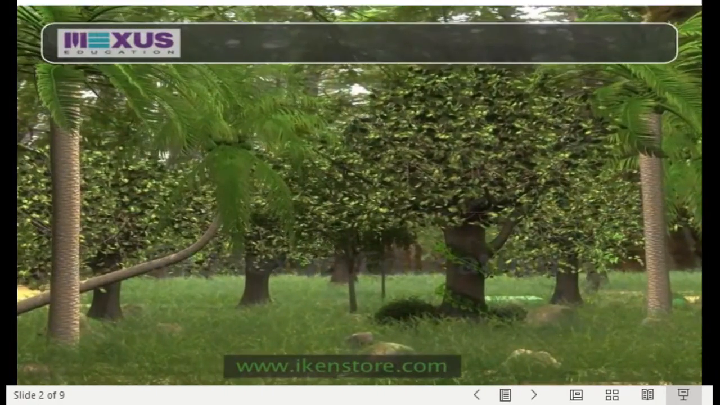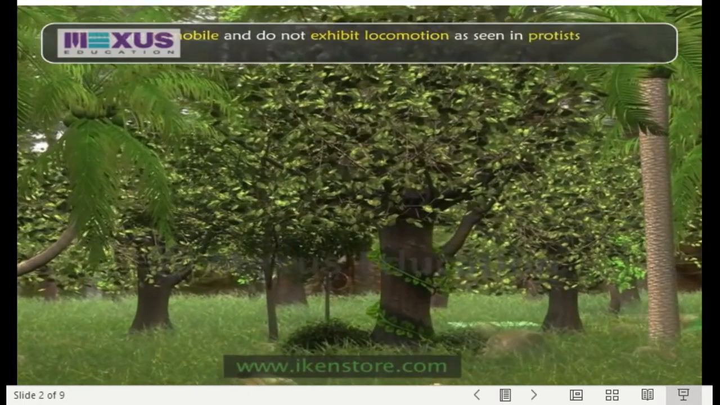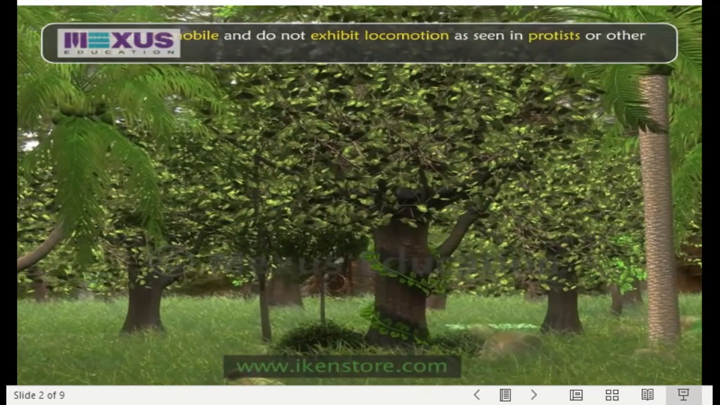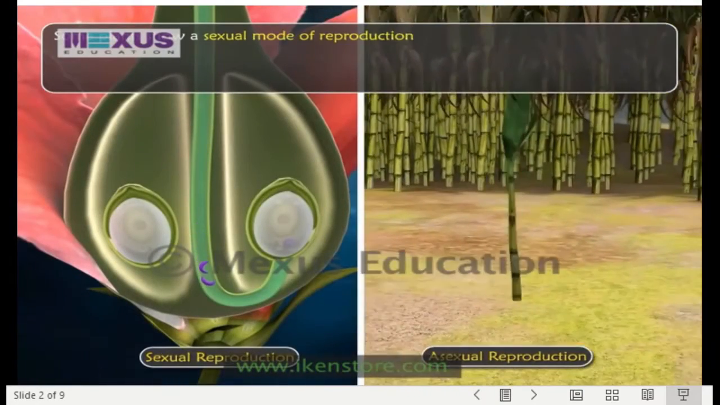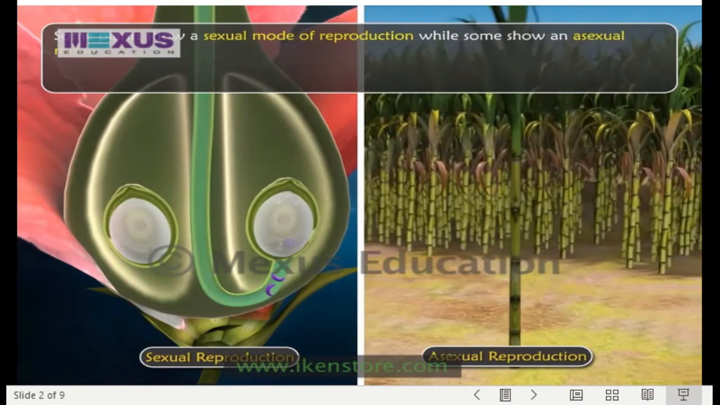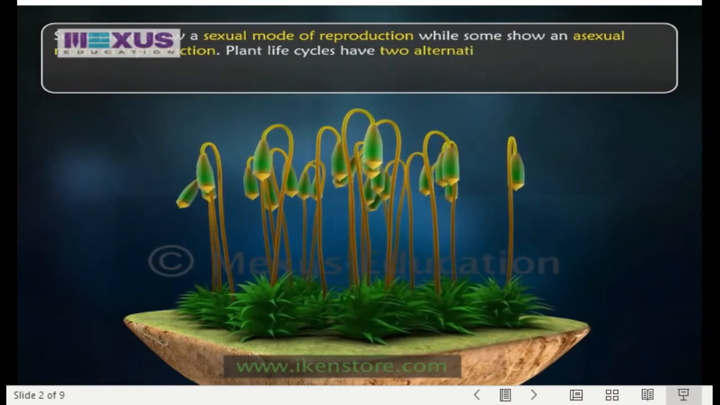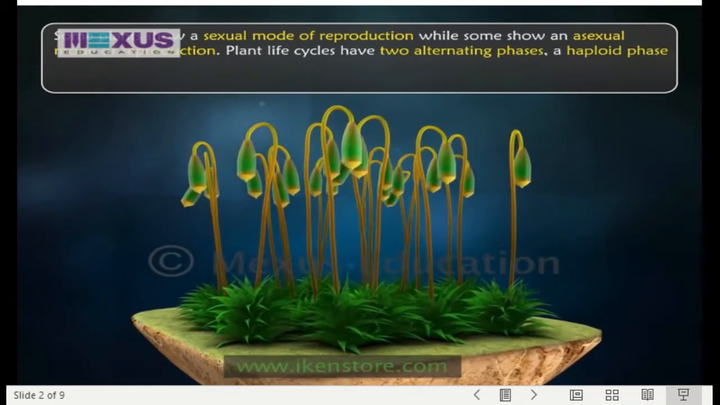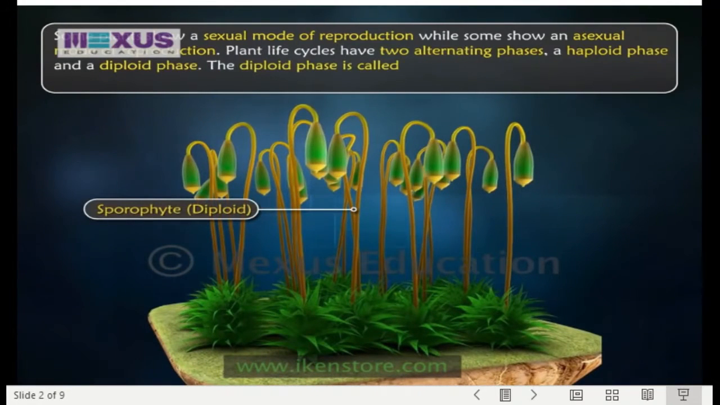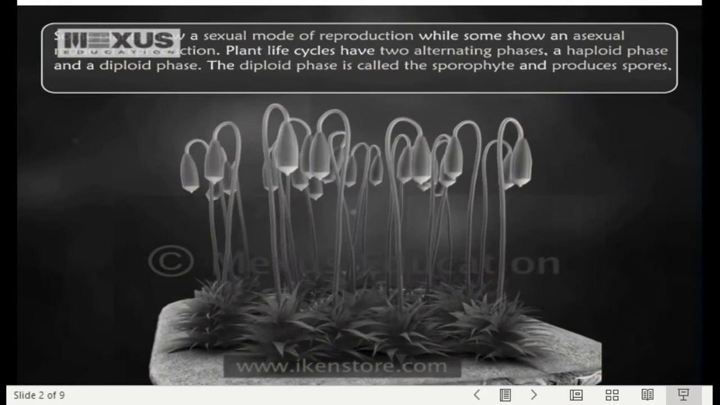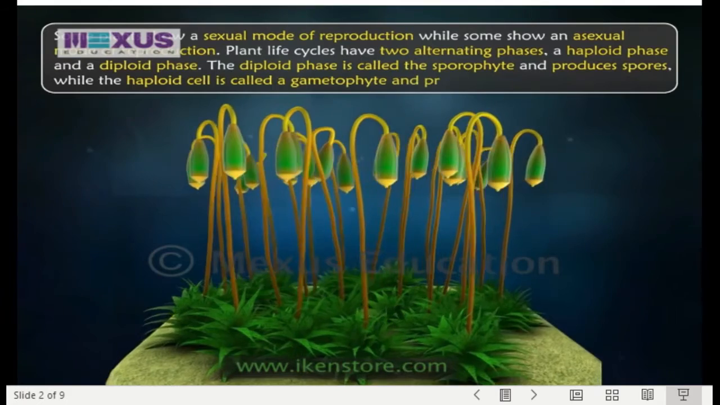Plants are immobile and do not exhibit locomotion as seen in protists or other animals. Some plants show sexual mode of reproduction, while some show an asexual mode of reproduction. Plant life cycles have two alternating phases, a haploid phase and a diploid phase. The diploid phase is called the sporophyte and produces spores, while the haploid cell is called a gametophyte and produces gametes.